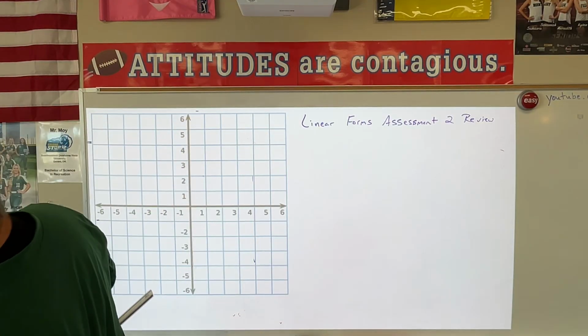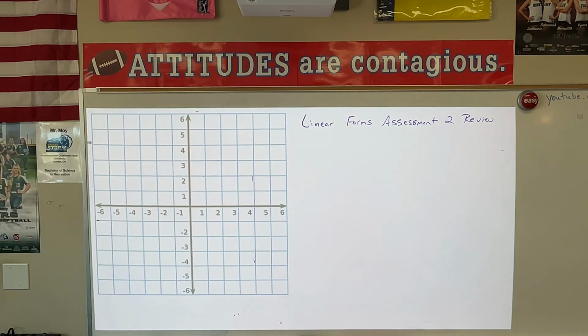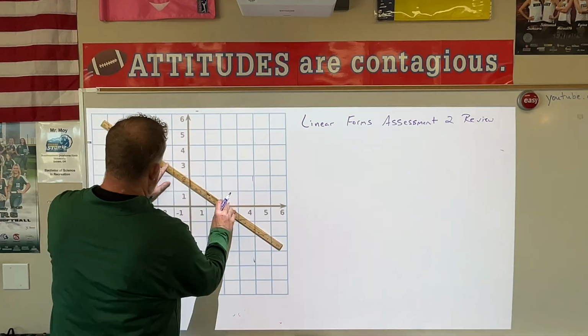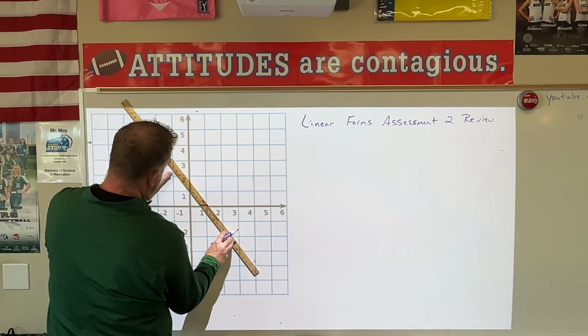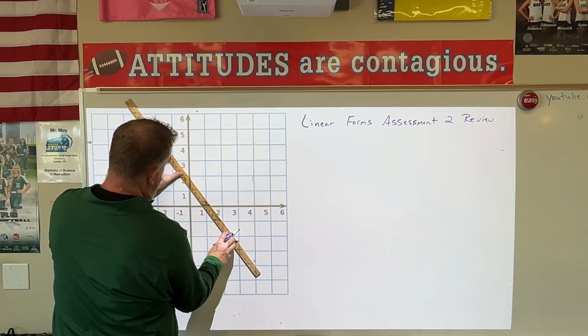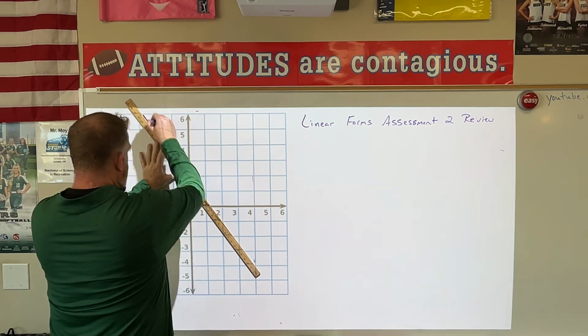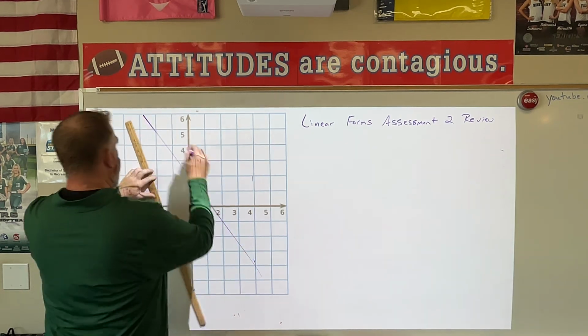I have a nice big ruler over there somewhere. Nope. Yeah, I do. There it is. I saw it. Now I want to make it a good straight line so I can make it as accurate as possible. All right, so let's do this. Cool, works for me.